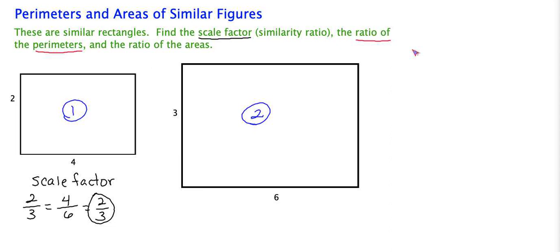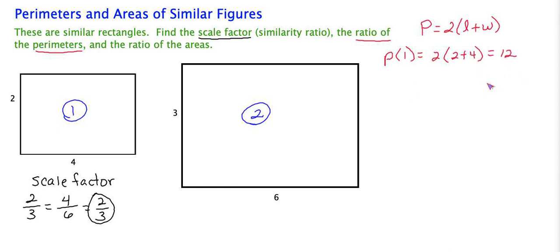Well, the perimeter of 1 is, remember, twice the length plus twice the width, or you could write 2 times the length plus the width. That's our formula for perimeter. So for this one, it's 2 times 2 plus 4. So 2 plus 4 is 6, and then times 2 is 12. So let's just write a little bit of that down. 2 plus 4 is 6, times 2 is 12. So that perimeter is 12.